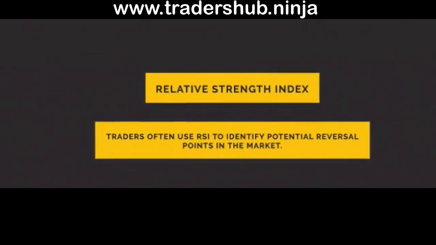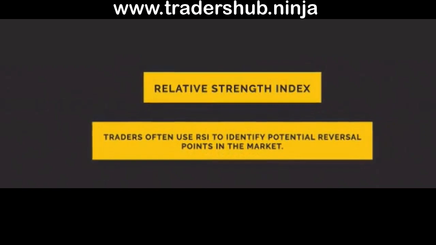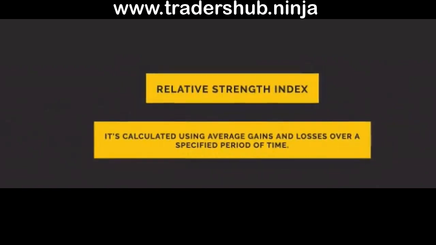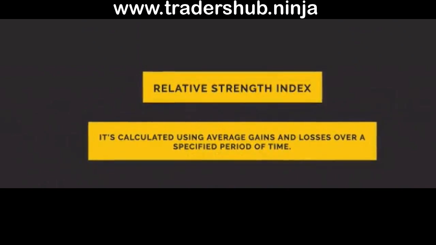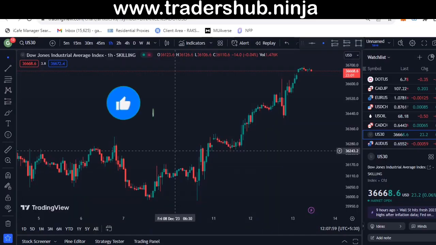Traders often use RSI to identify potential reversal points of the market. It is calculated using average gains and losses over a specified period of time. Looking at this chart, it's a US 30 1-hour chart.